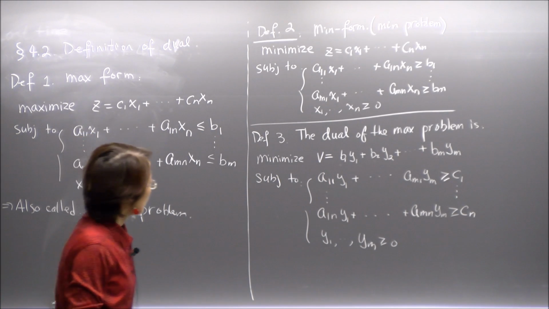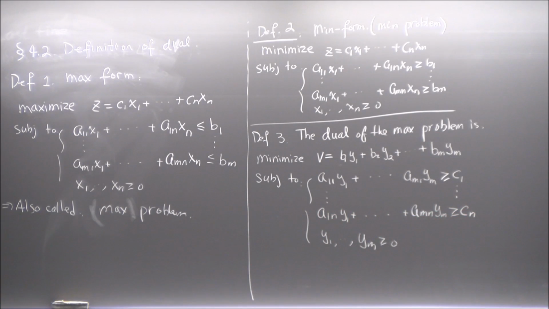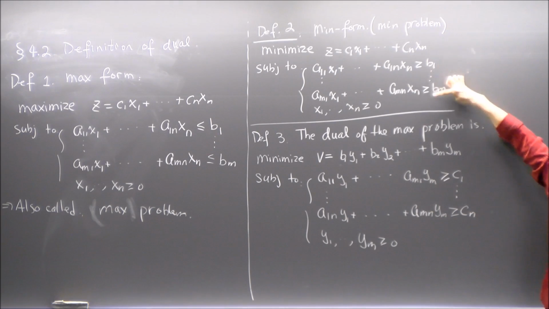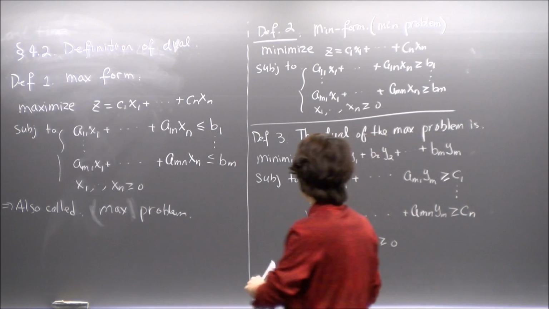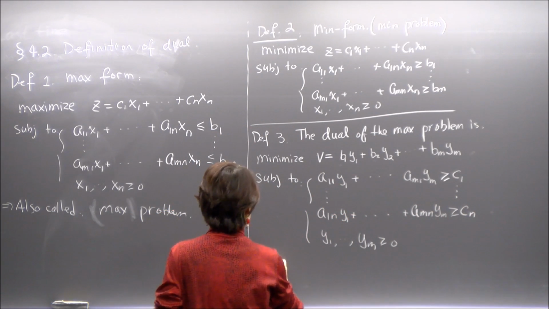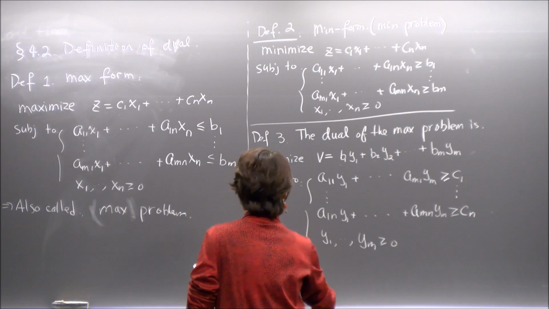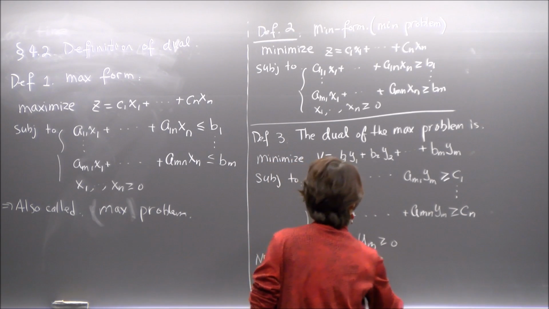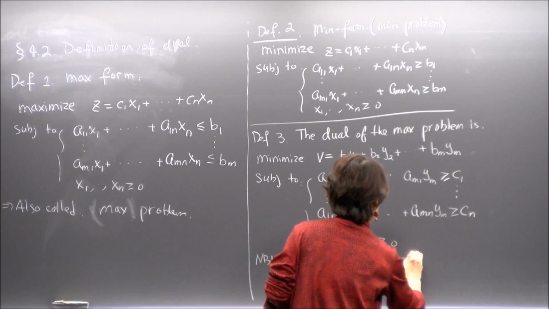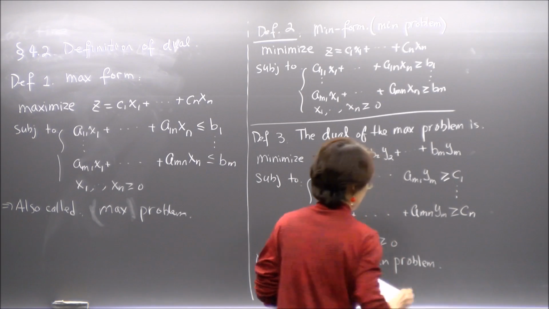Is that okay? Okay, take a look at this dual of the max problem. Do you realize that, isn't this in that form? In the min form? It's minimizing something, and all the constraints are bigger than or equal to. Isn't that a min problem? So make that observation. So I'll write this. Okay, so this dual is a min problem.